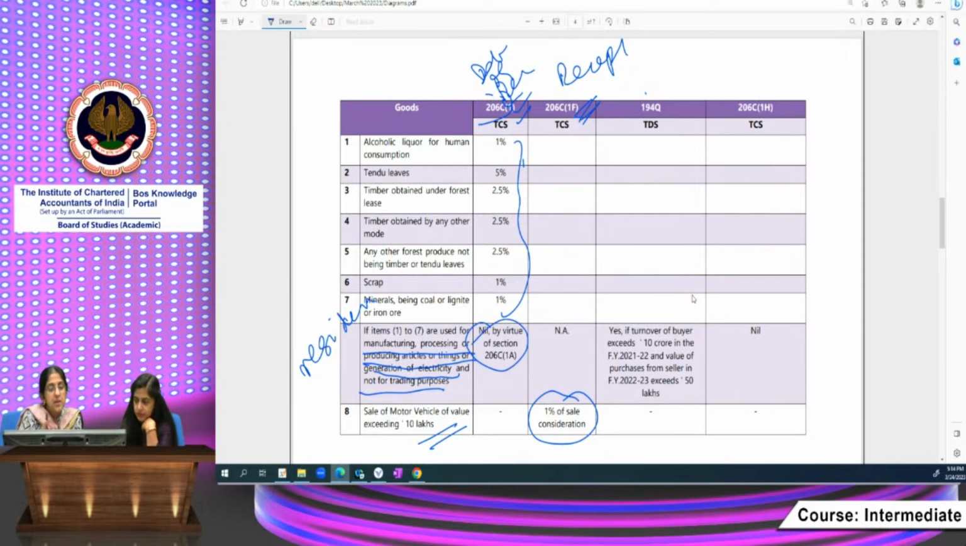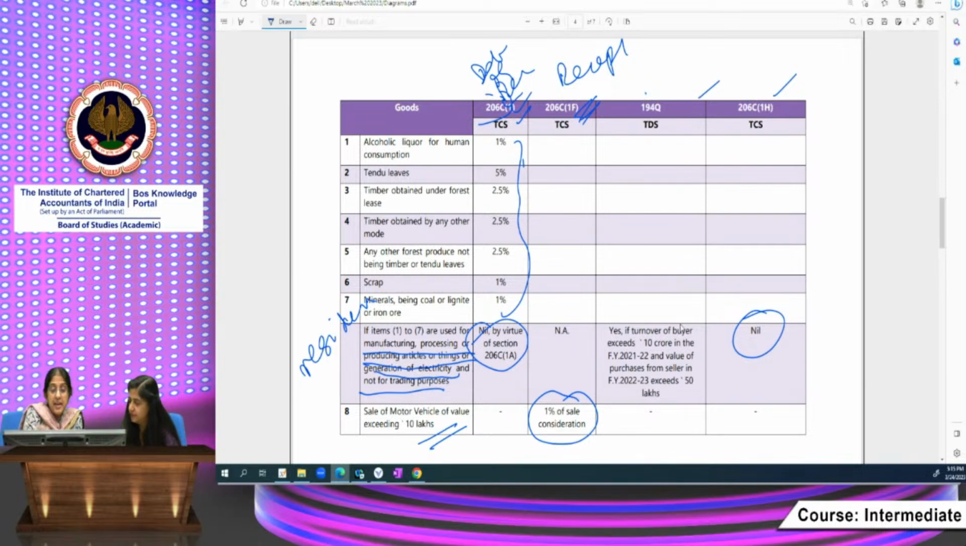But okay, this is under 206C1, no taxes collectible. But what about 194Q? What about 206C1H? The CBDT circulars clarify 206C1H is also not attracted. No TCS is attracted. If it's not attracted under 1, it's not attracted under 1H also.